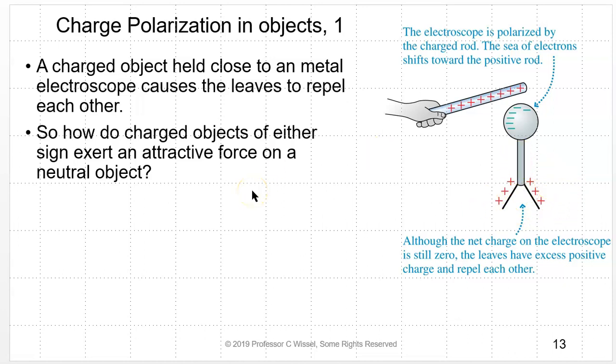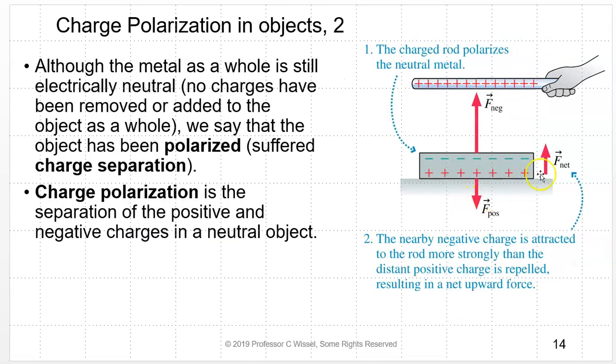So how do charged objects of either sign actually exert an attractive force on a neutral object? Okay, well, here's an initially neutral object. You bring a charged object close to it. Now, the metal as a whole is still electrically neutral. No charges have been removed or added to the object as a whole. But because this is positive here, it will attract the free to move negative charges in the metal to the top here and leave the positive ions at the bottom. And this is what we call polarization.